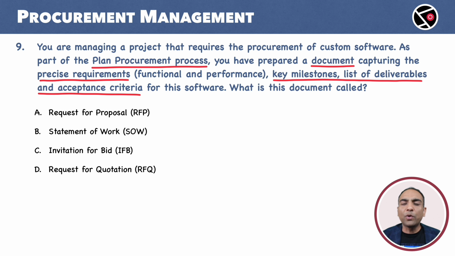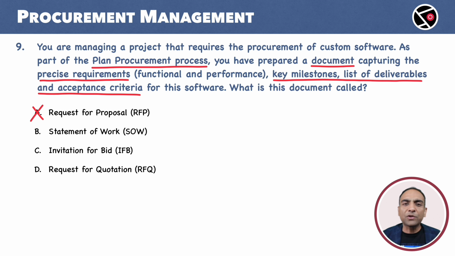A. Request for proposal, RFP. No, this is not RFP. RFP provides the supplier only an overview of what is expected. Top level schedule, the format in which the proposals are expected. It is not a detailed description of the scope or deliverables and other project requirements.